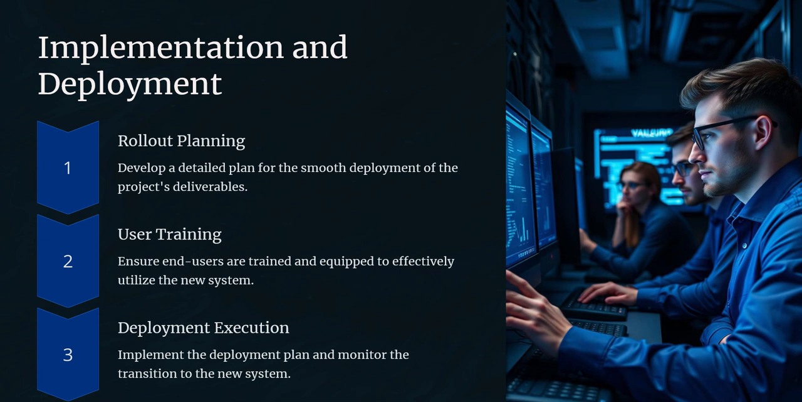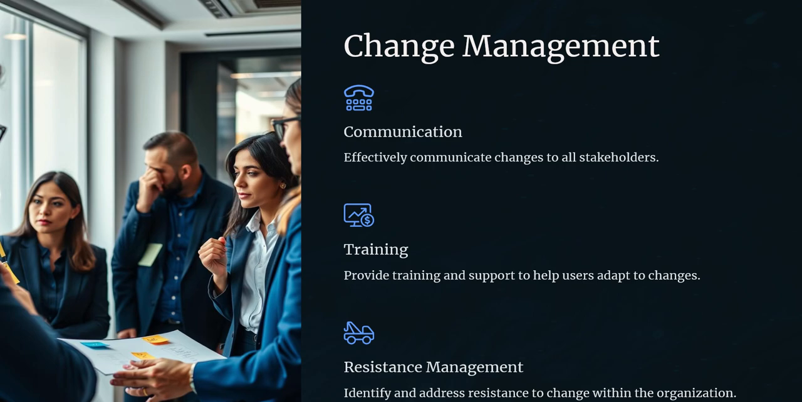Next is implementation and deployment. So, how do we do implementation? By rollout planning, user training, and deployment execution. We develop a detailed plan for smooth deployment of the project deliverables. We create user training, ensuring end users are trained and equipped to effectively utilize the new system. And we also do deployment execution by implementing the deployment plan and monitoring the transition to the new system.